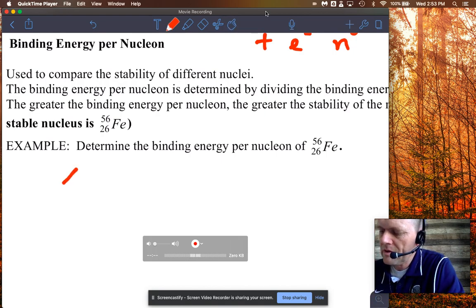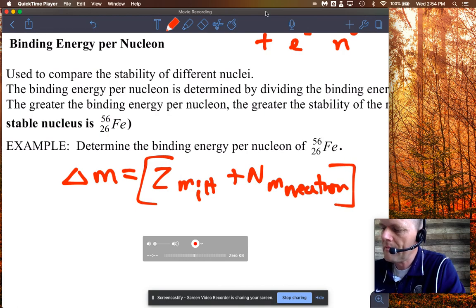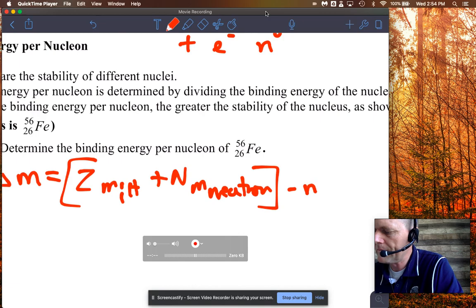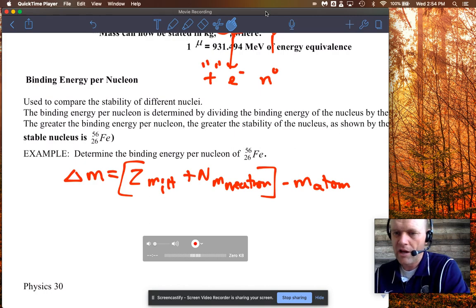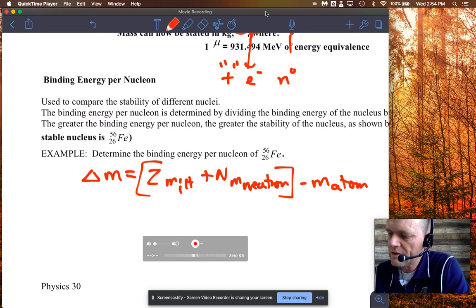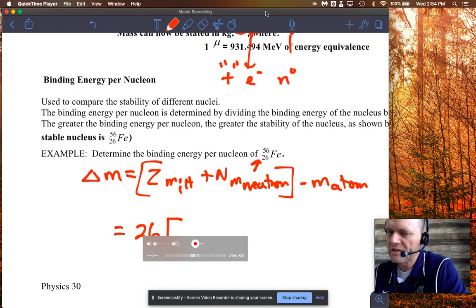For the binding energy, the first thing we need to do is find the mass defect. So that's going to be Z times the mass of a hydrogen atom plus the number of neutrons times the mass of a neutron, and then we're going to subtract from that the mass of the atom. Now bear with me because I'm going to jump around between this and our formula sheet. For iron 56, the number of protons is 26, and there it is right there. We're going to multiply that by the mass of hydrogen.